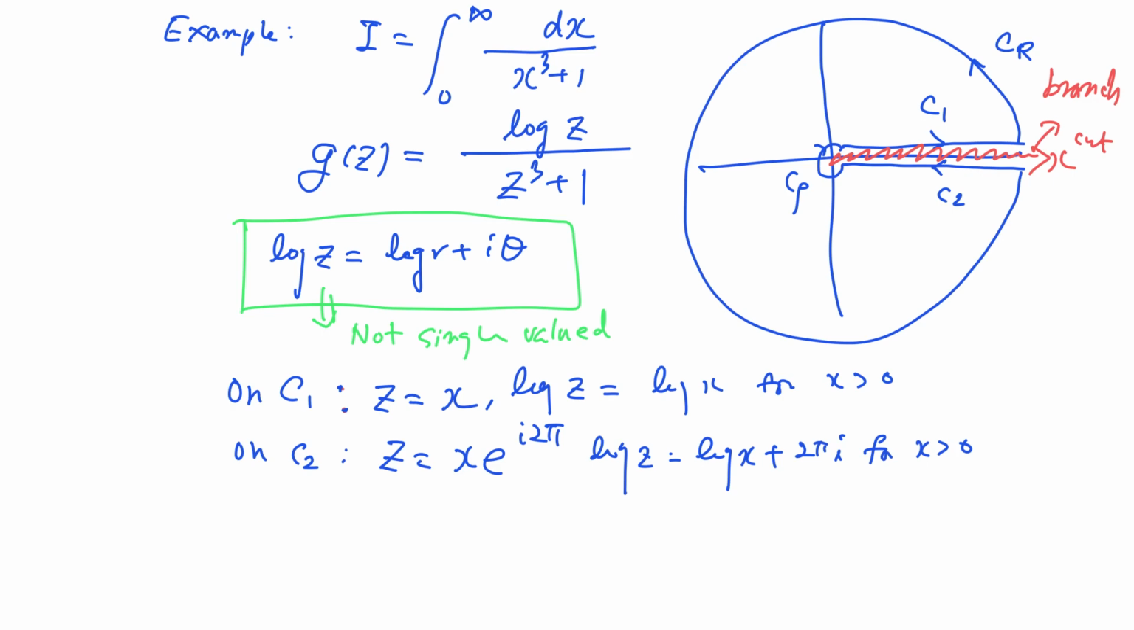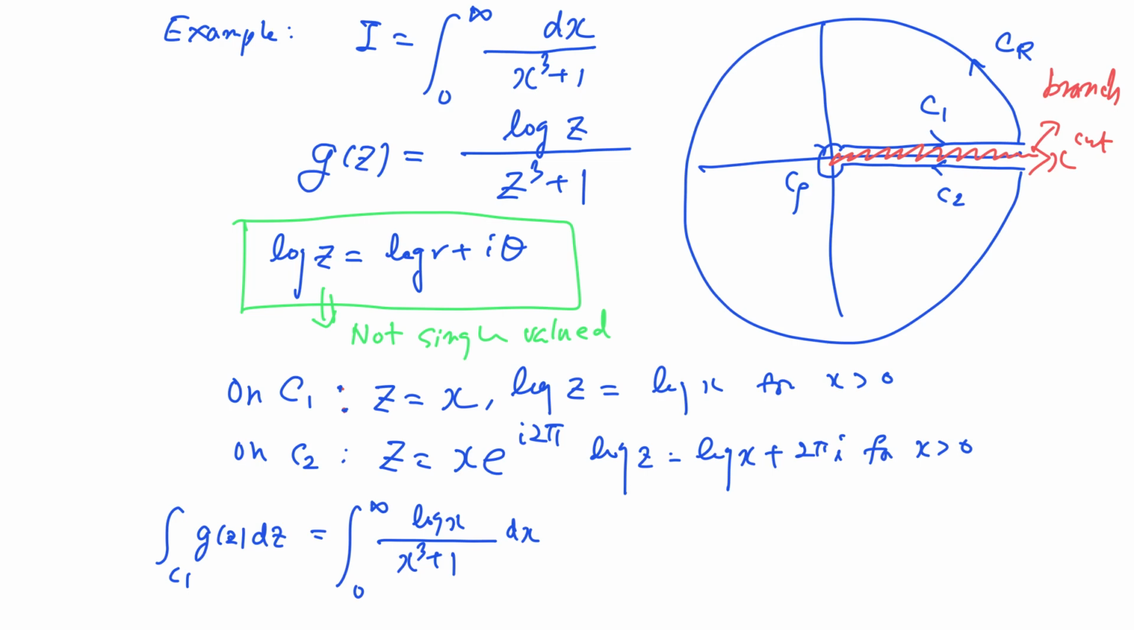However, on C2, which is below the x-axis, you circle around, so you have an additional argument, or phase, of 2 pi i. So if you take the log, it becomes log x plus 2 pi i. So C1, the integral of g(z) is from 0 to infinity of log x over x cubed plus 1 dx.